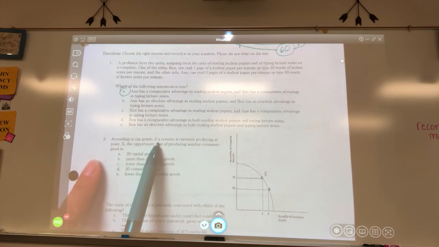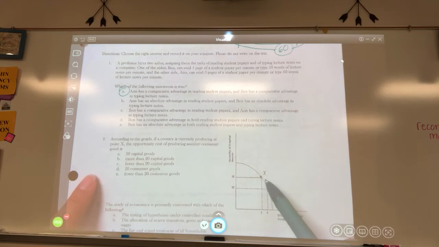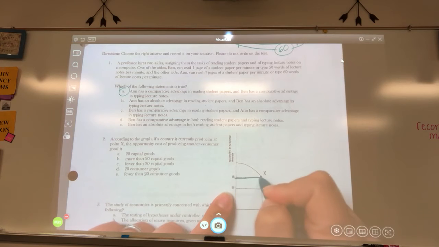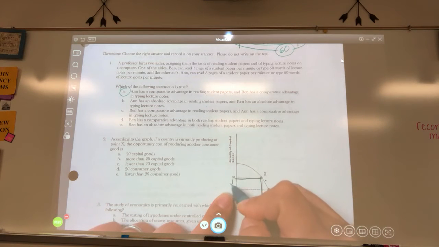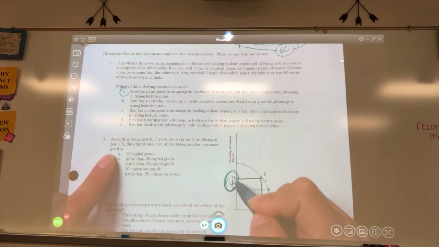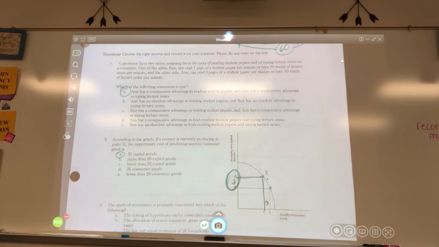According to the graph, if a country is currently producing at point X, does everybody find point X? Everybody see it? The opportunity cost of producing another consumer good. So if they go from here and they produce one more, what are they giving up? What are they giving up? They're giving what? 20 capital. Oh, great, that was A. Hooray, I don't have to read anymore.